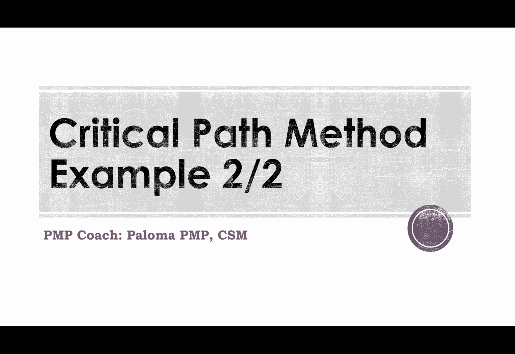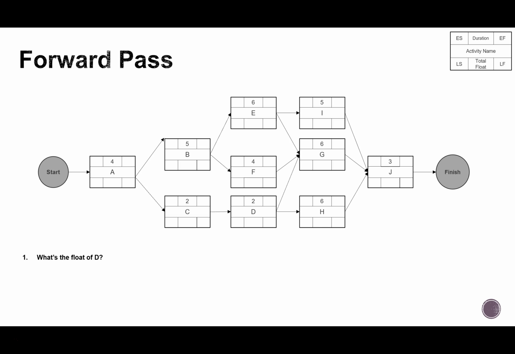I'm going to be talking about the critical path method with an example that we had previously explored. So this is video 2 out of 2. We had looked at this problem before and we had identified that the critical path was actually A, B, E, and J here. Now the question is asking, what's the float of D? So D is falling outside that critical path.